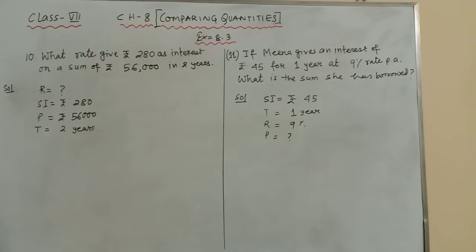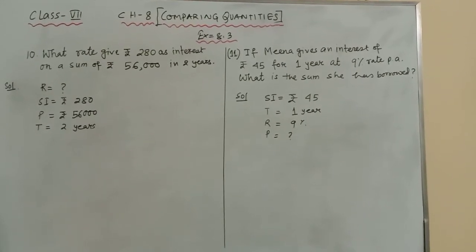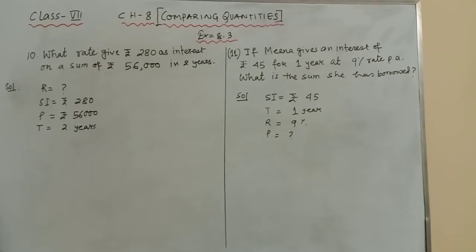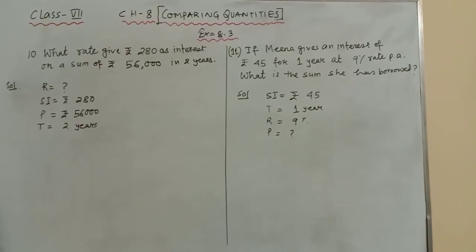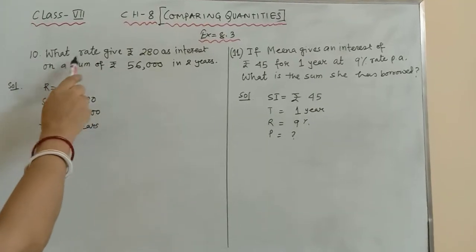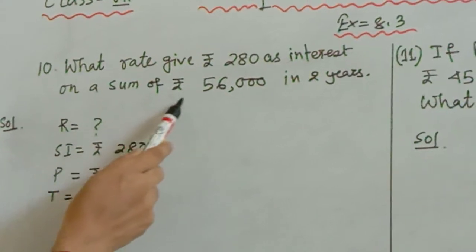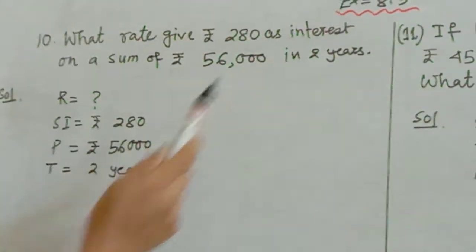Today we will do question number 10 and 11, the last two sums from exercise 8.3, chapter 8, comparing quantities. Question number 10. What rate gave rupees 280 as interest on a sum of rupees 56,000 in 2 years?